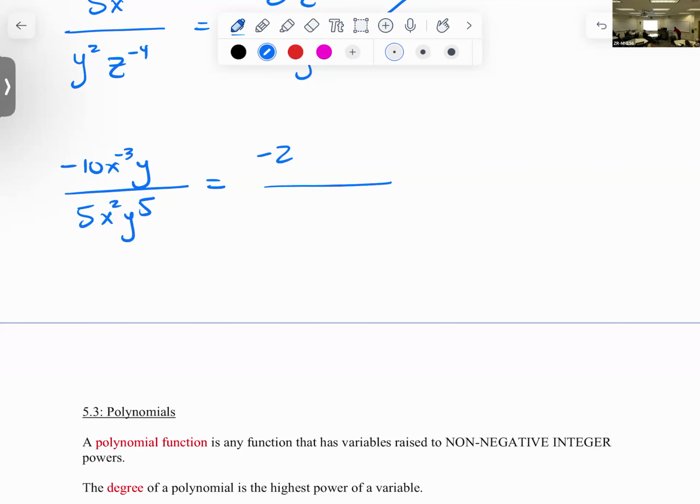X to the -3, divided by x squared. Now I think it's easier to immediately bring this down. So that means I have in the denominator a 2, and if I bring the -3 down, that becomes 5. +3, add that, that becomes x to the 5th. Similarly, I have y to the 1st power and a y to the 5, which means that's going to end up on the denominator. And that ends up being y to what power? 4th. Does everyone see how we can do that quicker?